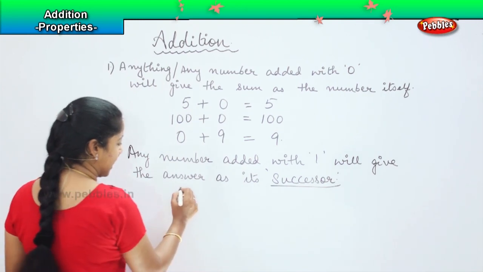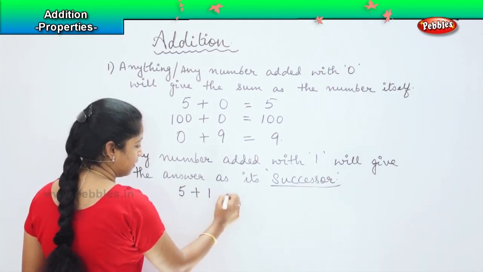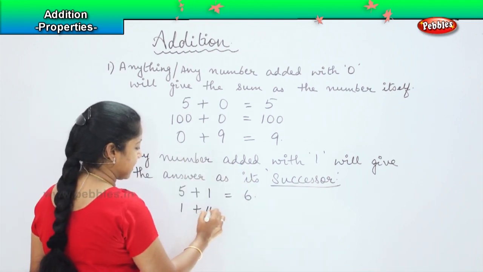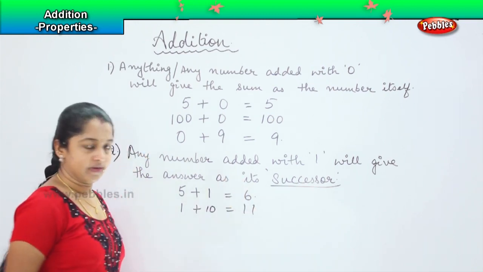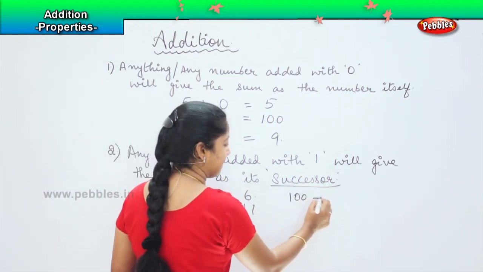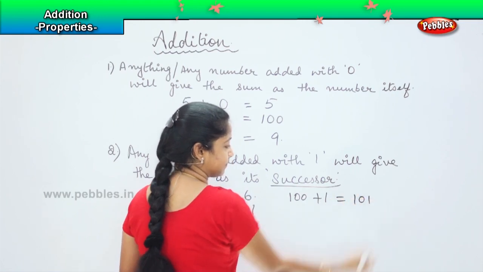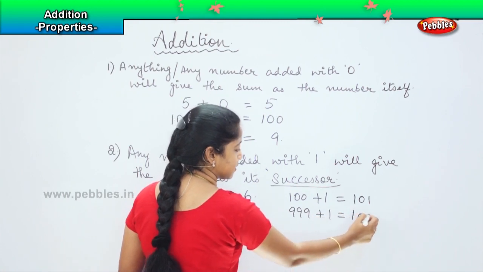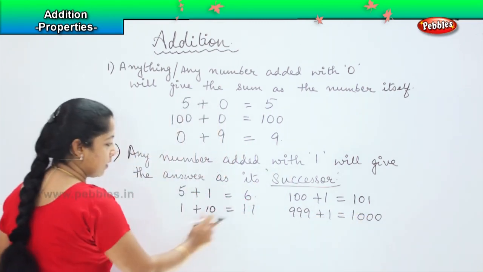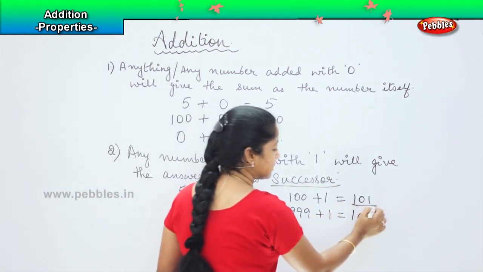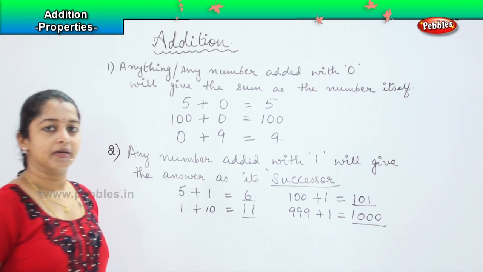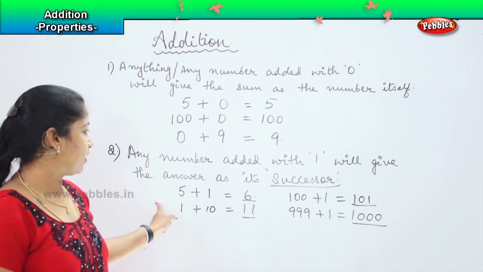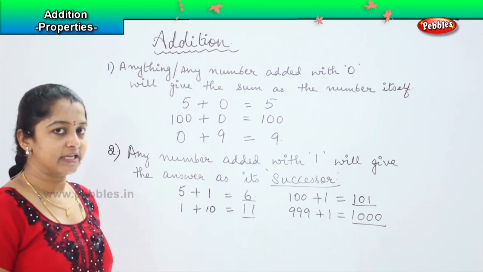For example, if I add 5 plus 1, my answer is 6. I add 1 plus 10, my answer is 11. I add 100 plus 1, 101. 999 plus 1, 1000. So, which means in all the cases, the answer is the successor of the given number, which is the very next number after the given number. Okay. So, are you clear with the second point, children? Shall we move to the next property?